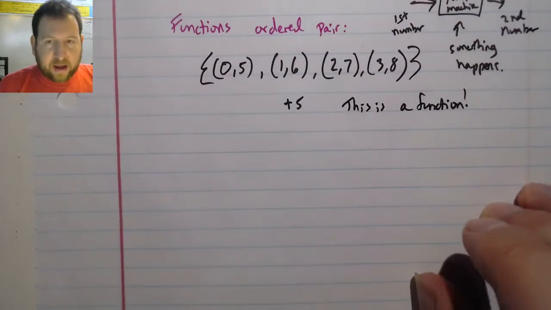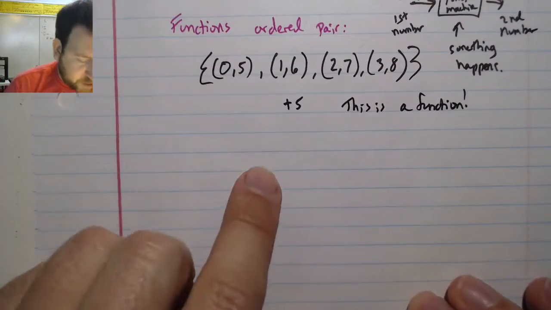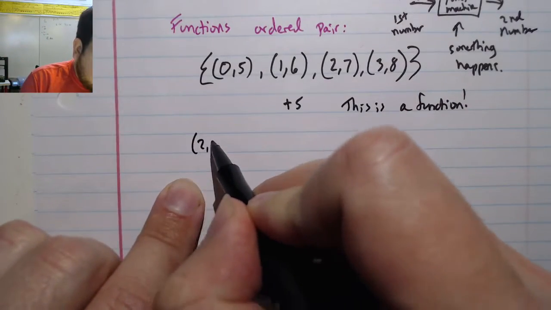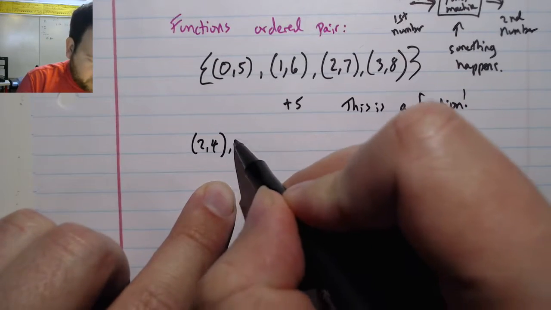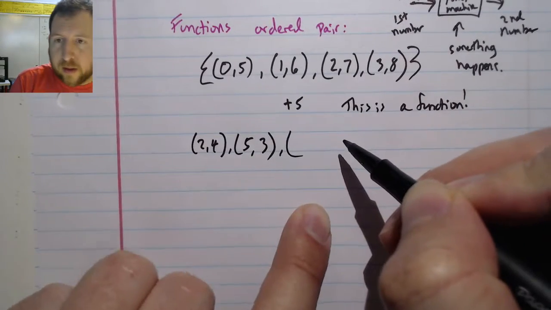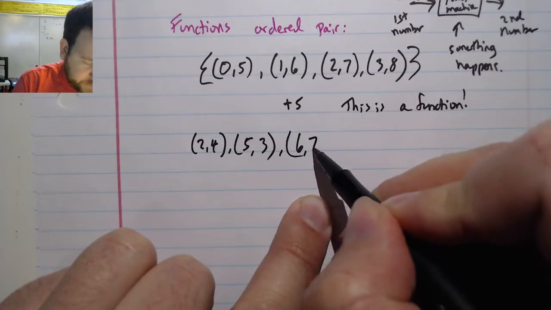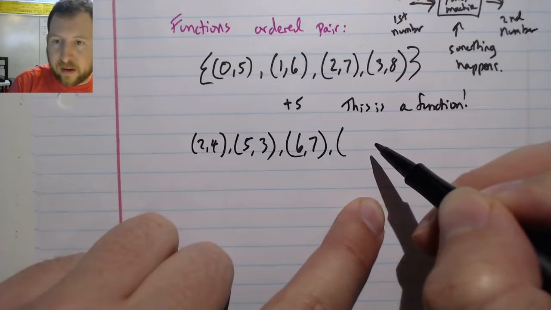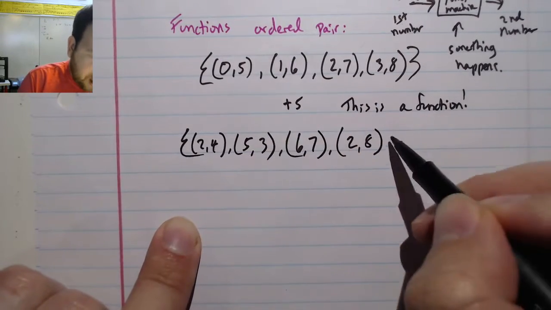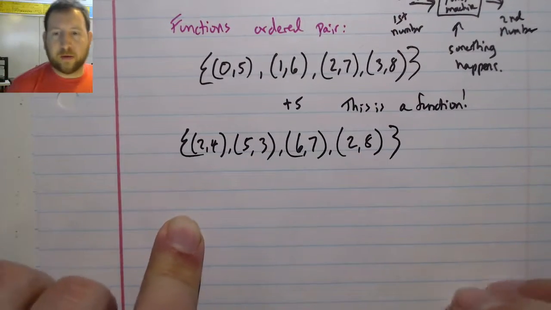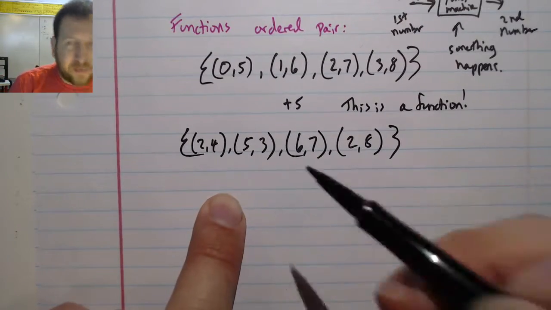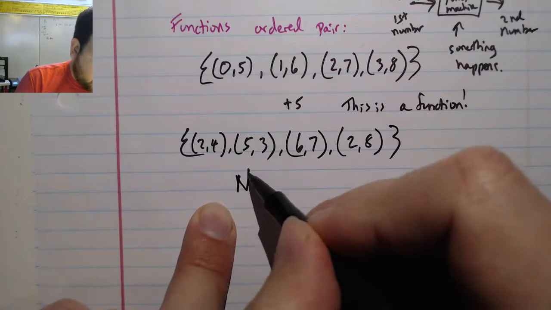Let's take a look at another output from a function. Okay, I'll take a minute to write it. We have first 2, 4, then 5, 3, then 6, 7, and then 2, 8. Within this I will put the entire thing in brackets. All right, so now I can look in here and I can say, oh okay, this is not a function. Why?